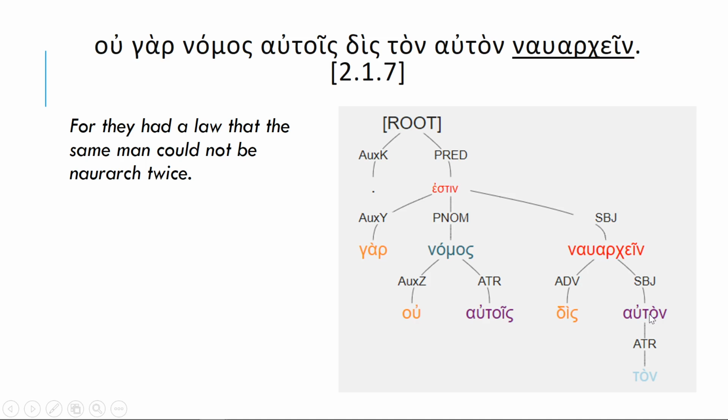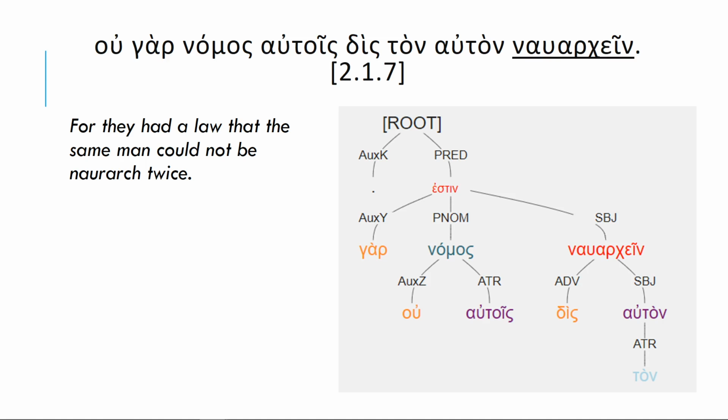So this has to be the subject, the same man, autos in the oblique cases, with the attributive position means the same. So for the same man to be an admiral twice is not the law to them. So we would say they had a law that the same man could not be navarch twice. So we have to transform the sentence quite a lot to make it good English, but you can see how this infinitive is acting as the subject. This is the law. The law is this. You could label this as the subject and the infinitive as the predicate. That's just a matter of taste and how you think the emphasis lies.